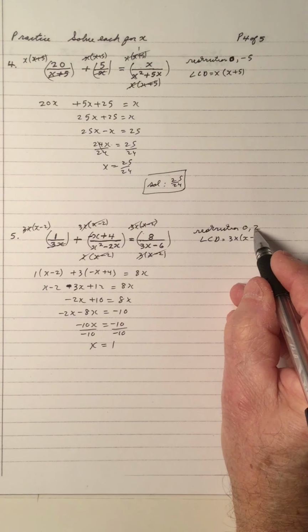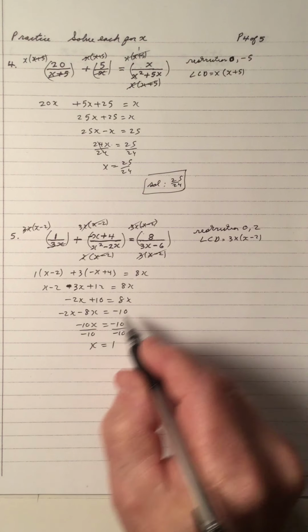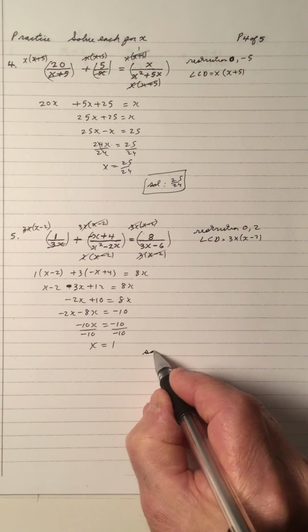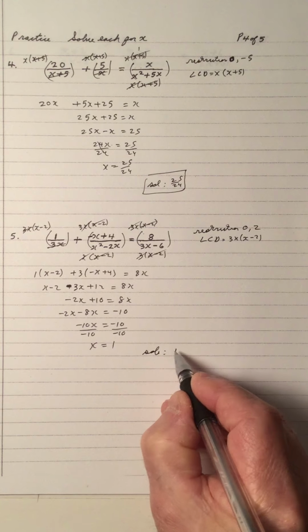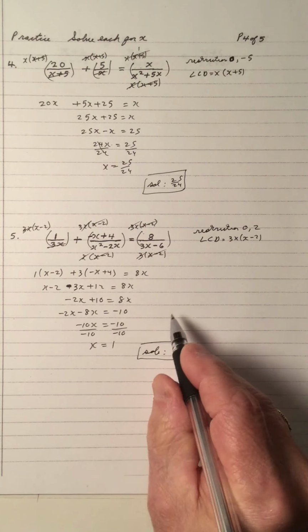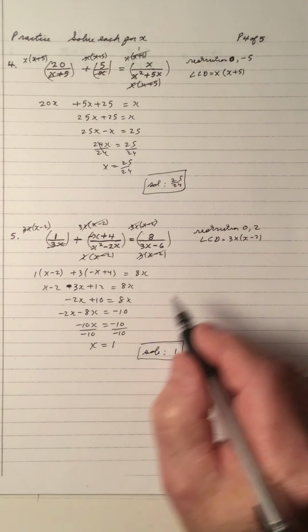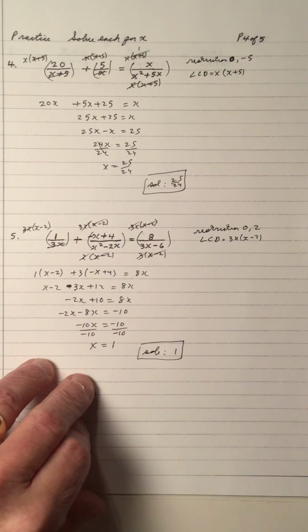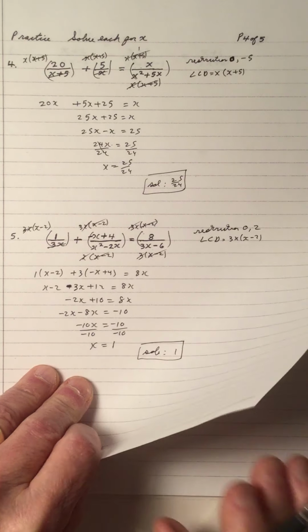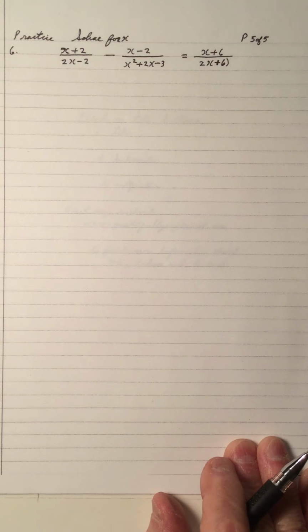Restrictions are 0 and 2. So therefore, 1 is okay. So the solution is 1. 1 is my solution, because this answer is not one of those, so I'm okay to use it. So let's continue. Last one to do.